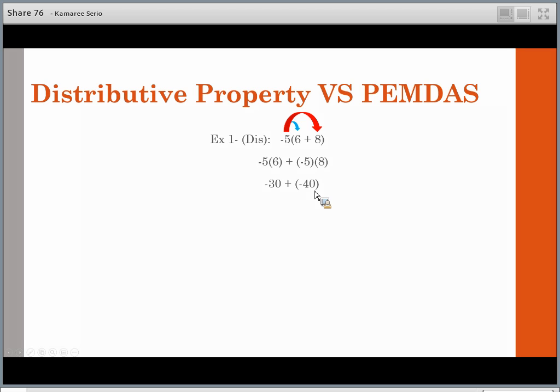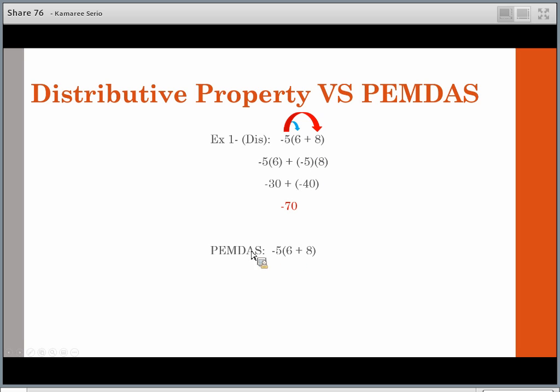Now remember your rules for adding integers. If you have the same sign, you add the numbers and keep the sign. So same sign, negative plus negative, add the numbers, keep the sign. You should get negative 70. So that's distributing, taking this negative 5 and multiplying it to everything inside here.